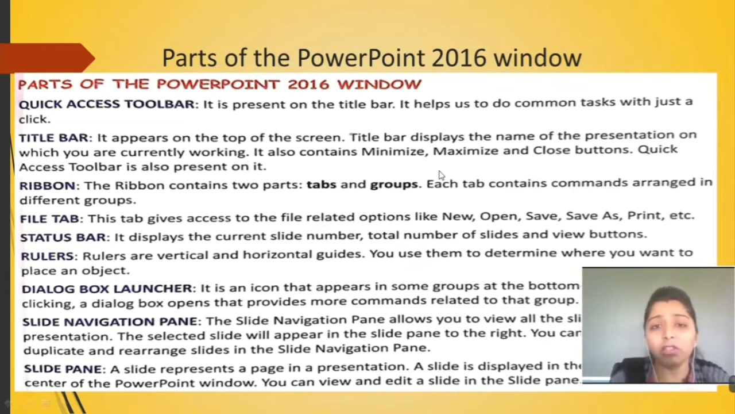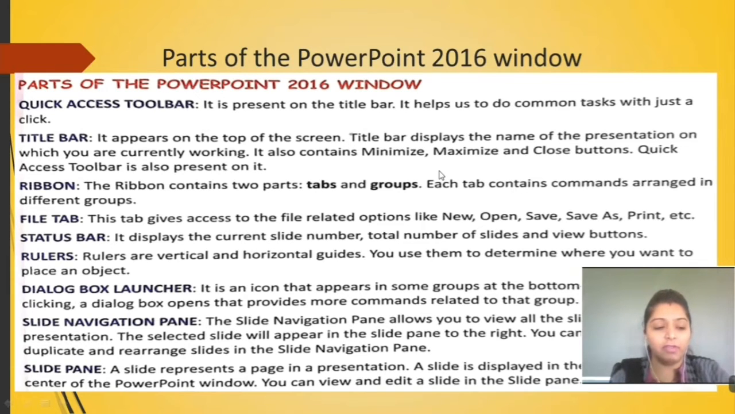What are the parts of the PowerPoint 2016 window? We will see both the practical as well as theory. The first one, quick access toolbar. It is present on the title bar. It helps us to do common tasks with just a click. Next, title bar. It appears on the top of the screen. The title bar displays the name of the presentation on which you are currently working. It also contains minimize, maximize and close buttons. Quick access toolbar is present on it.